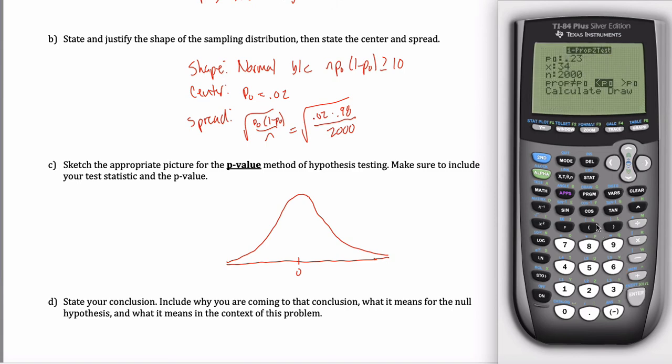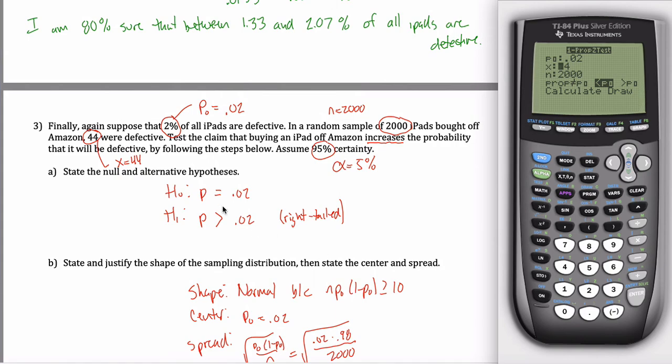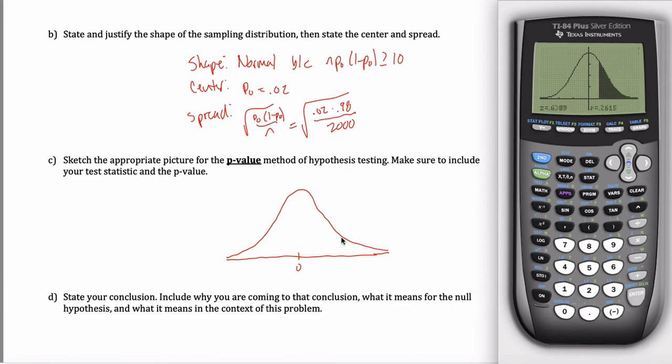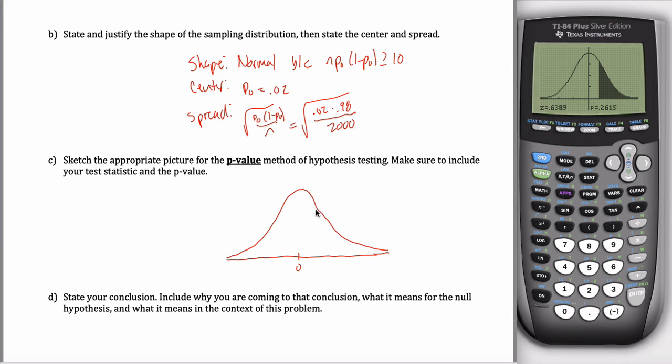Fifth thing listed here. p naught is 0.02. x is, as I have written up here, 44. And n is 2,000. And my claim is that p is greater than, so this third option, p naught. And I'm going to do draw, because then it will draw for me the picture. There it is, big old p-value. Here's my test statistic here. z is equal to 0.6389.